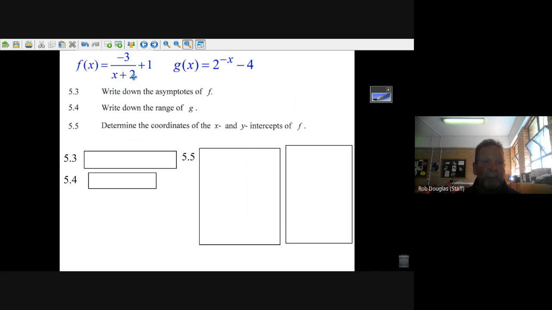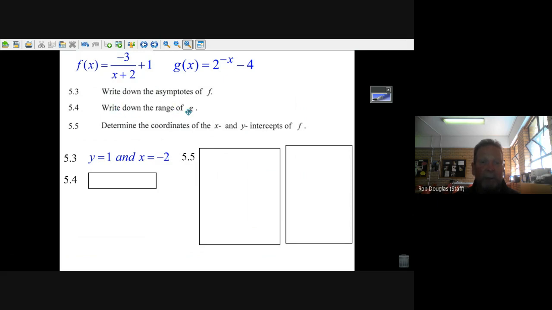An asymptote is a place where this hyperbola will never touch, where it just can't get to. And where this function can't get to is x equals minus 2, because minus 2 plus 2 would make 0, and dividing by 0 is undefined. So that's your answers. y equals 1, the horizontal asymptote, and x equals minus 2, the vertical asymptote.